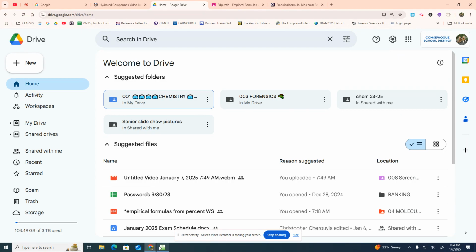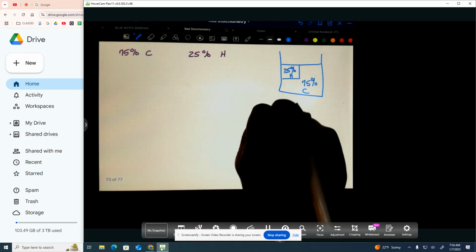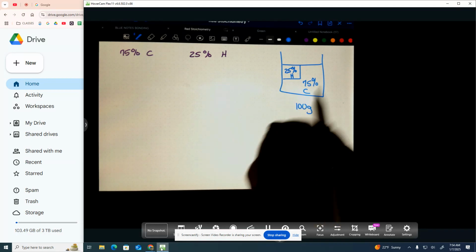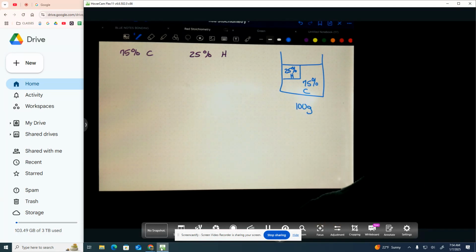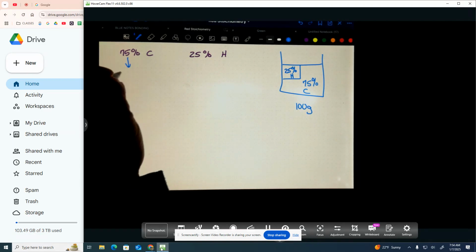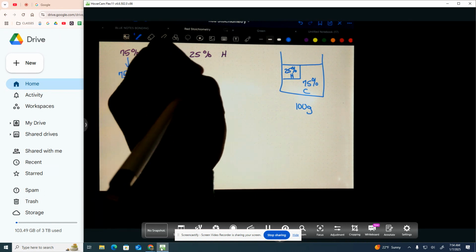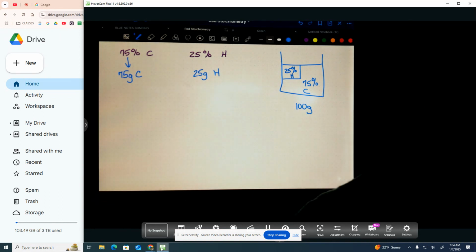Turn the video on again. We're going to assume that we have a 100-gram sample. If we have a 100-gram sample, how many grams of it is carbon? 75. And how many grams is hydrogen? 25. Okay? So we can just simply assume that we have a 100-gram sample. We're going to have 75 grams of carbon and 25 grams of hydrogen.